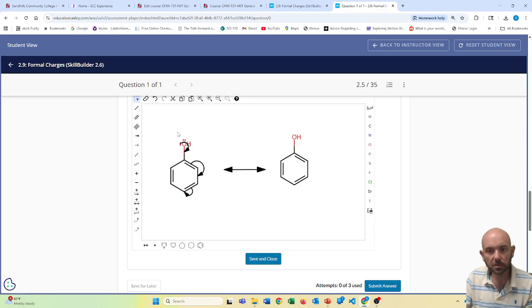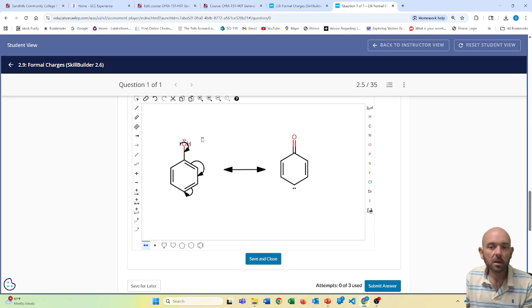So I'll take the bonds first and do the formal charges afterwards. So I see a new pi bond is formed here, so I'll put a new pi bond here. This pi bond leaves, and so this is now a single bond. Reforms here, so this is a double bond. This pi bond leaves and becomes a lone pair on that final carbon. All right, so I've taken care of the arrows, but I need to get the formal charges correct.